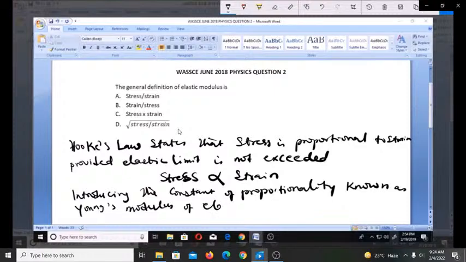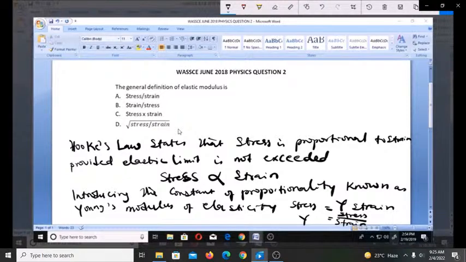That's the name of the constant that we are going to be using in this case. So if you introduce it, you can now say that stress is equal to a constant, which is Young's modulus of elasticity, times strain. That's what you have. So making Y the subject, cross multiply, you have Y, Young's modulus, equal to stress over strain, and that is the elastic modulus.